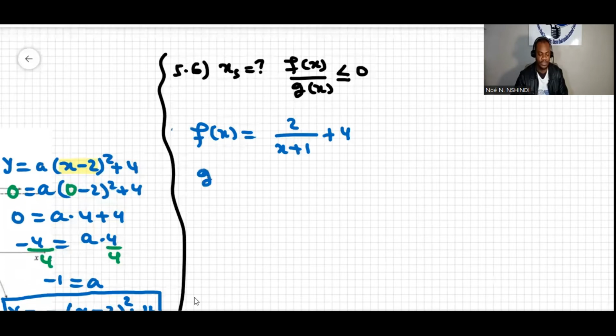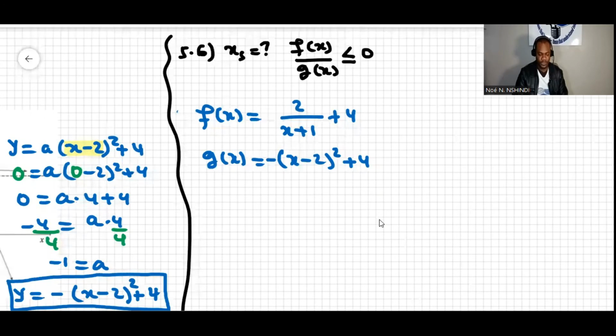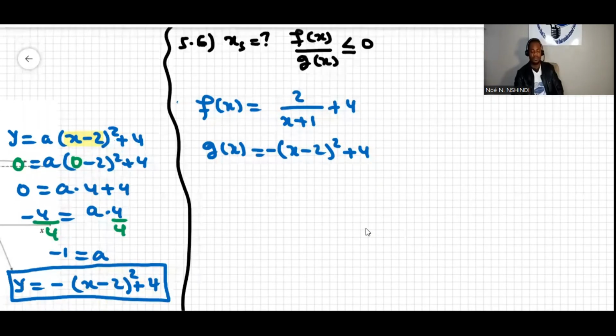And then g of x, we just did find it early here. It's like negative x minus 2 to the power of 2, plus 4. Now, we know that this f of x over g of x will be less than 0. Less than 0 means negative.